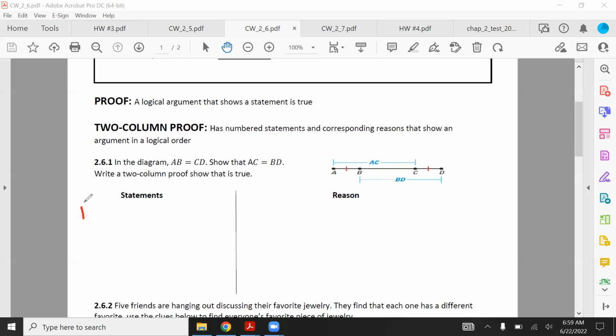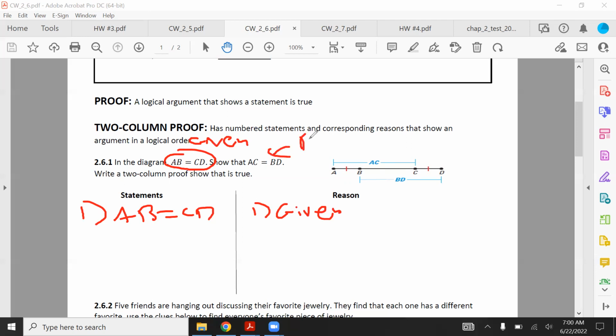So first off, what are we given? AB equals CD, right? Not that hard. That's given. Always state that, those are easy points. So this is what you're given, right? Now we want to prove this. If we think about it, BC, we could add AB, right? AB plus BC equals AC. We know that, right? And remember, that was the segment addition postulate.